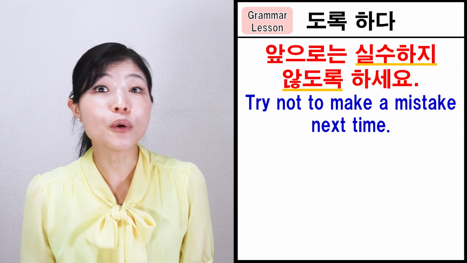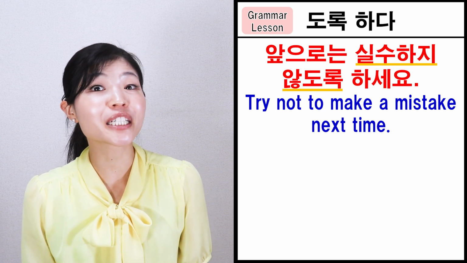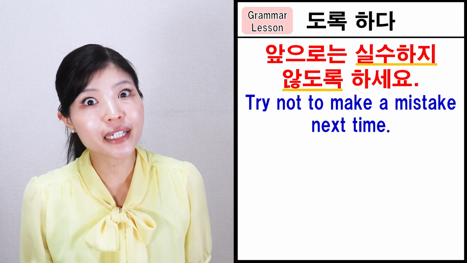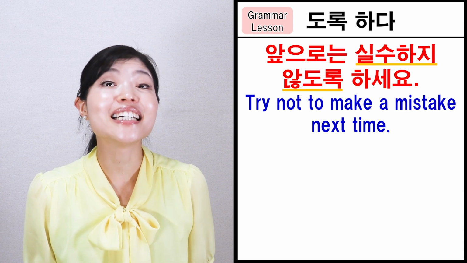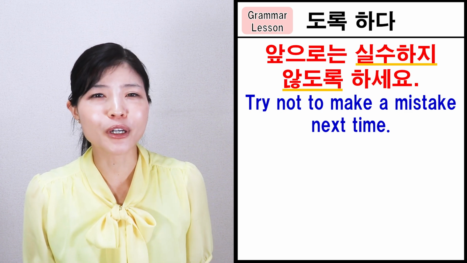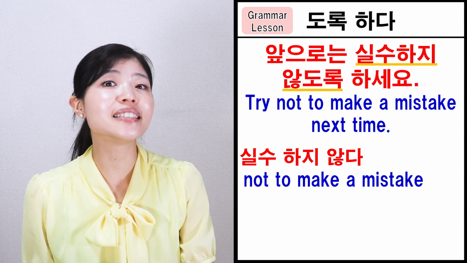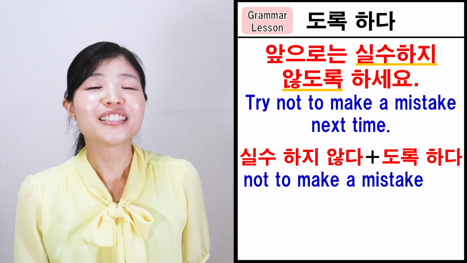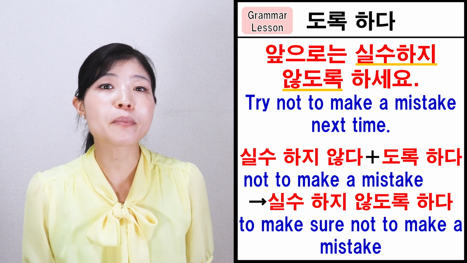The next sentence also uses the first meaning, 도록 하다, to make sure the subject does. Let's read it. 앞으로는 실수하지 않도록 하세요. Try not to make a mistake next time. A Korean boss might say this phrase, right? Here, 실수하지 않다 is not to make a mistake. You add 도록 하다 to the stem to make 실수하지 않도록 하다, to make sure not to make a mistake.